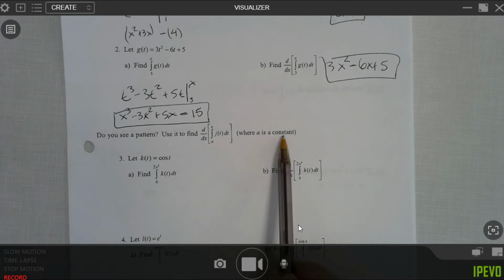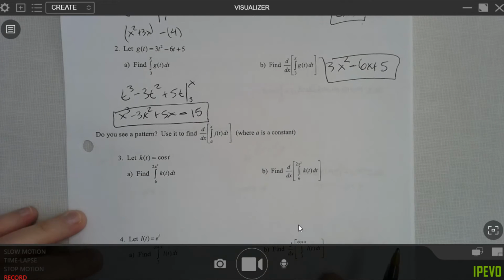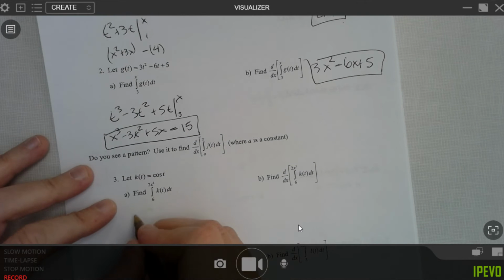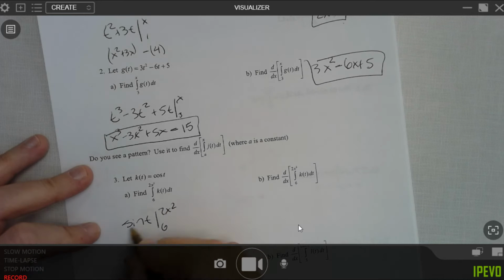So here we're going to do a few where it's not just x at the top, and we're going to try to conclude something about that. So this one right here, the antiderivative of that would be sine of t from 6 to 2x squared. So put in the top, minus sine of 6.